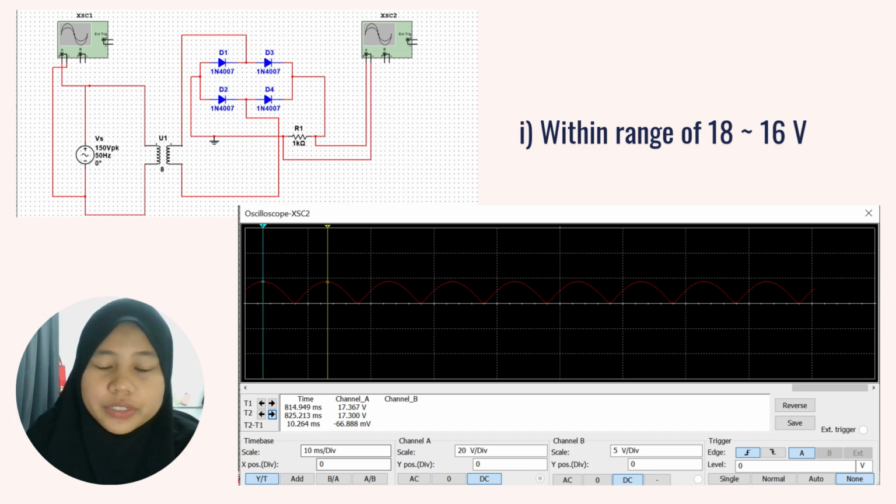So today I want to explain the circuit of the full wave rectifier within the range 18 volts to 16 volts. The first step is to place an AC voltage source and set its parameters to an amplitude of 150 volts and a frequency of 50 Hz.